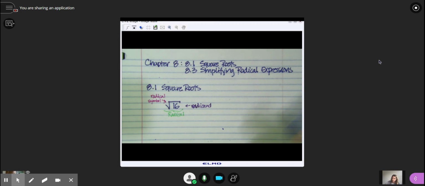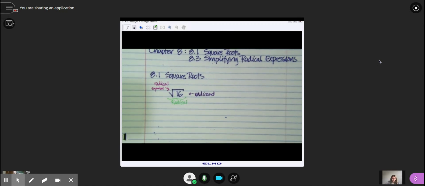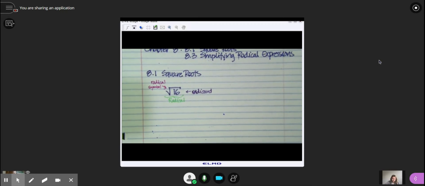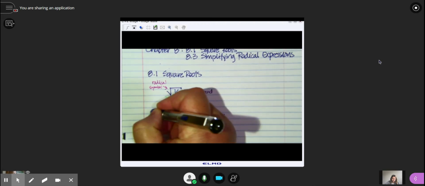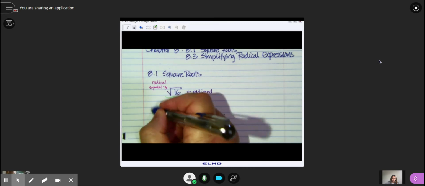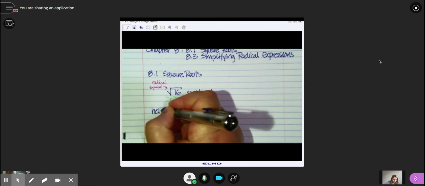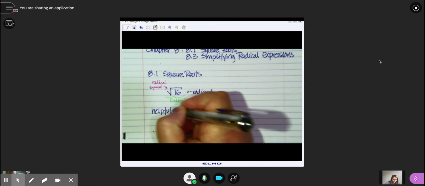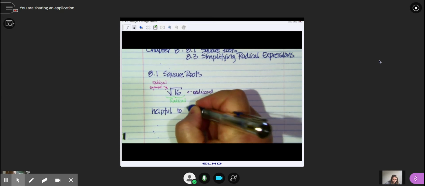Are you able to find the square root on your calculator? Yeah. Okay. So the calculator is extremely helpful in finding your square roots, but it is also helpful to be able to identify.